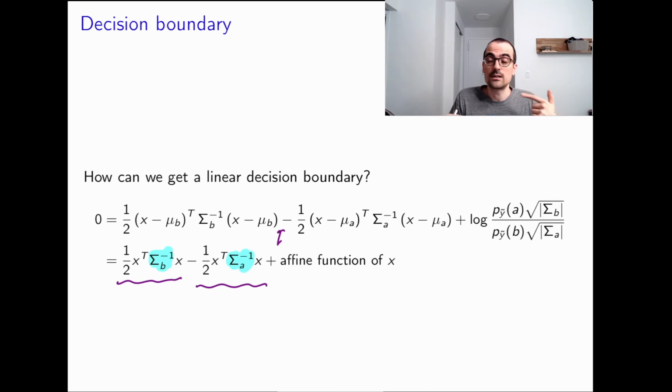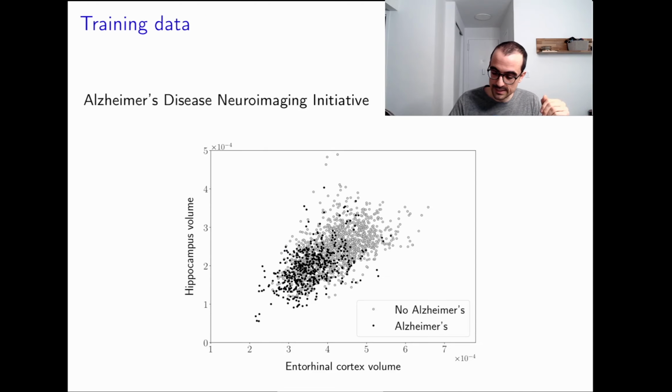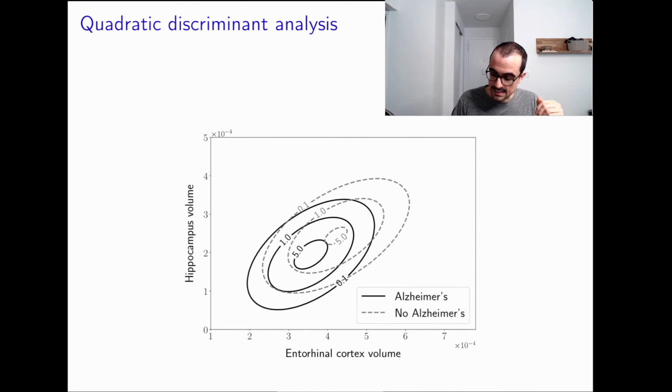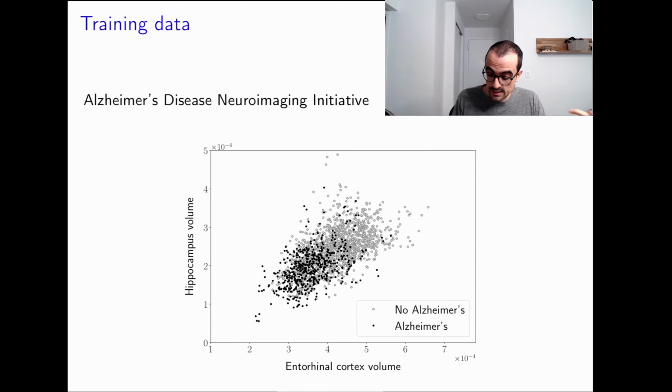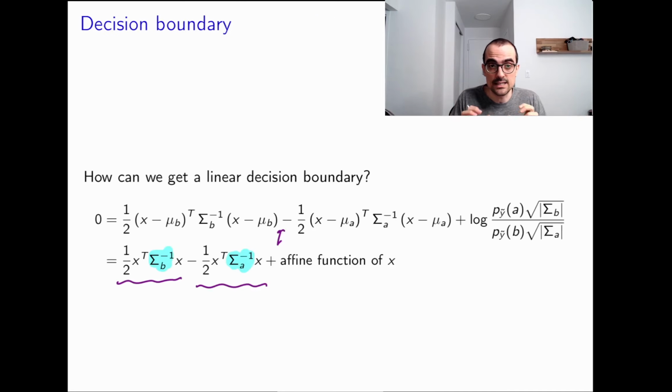Well, you have to go back to think about how you have fit the model. The way we have fit the model is we have taken the Alzheimer's people, and we have fit the mean and the covariance matrix of their density using only that subset, the subset of people with Alzheimer's, and we've done the same with the people without Alzheimer's.